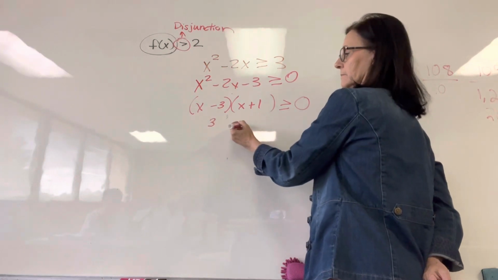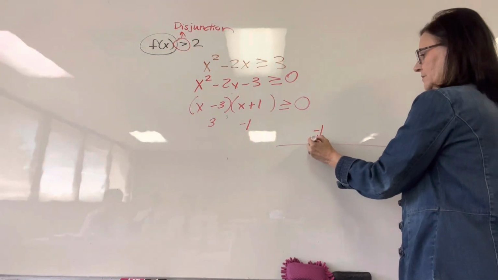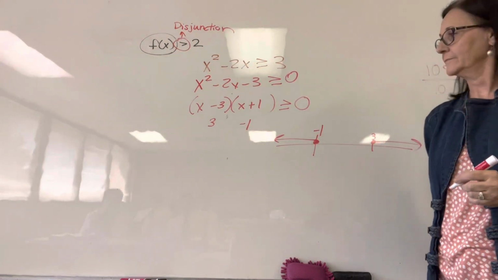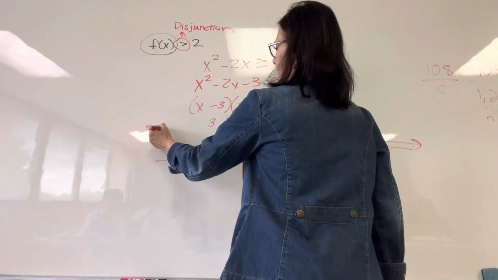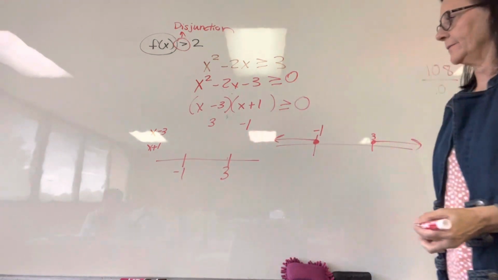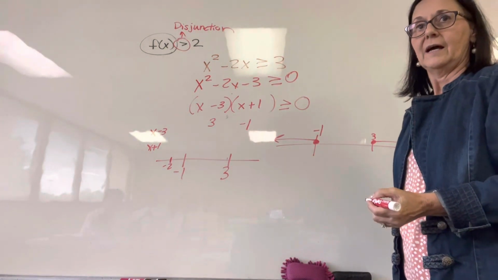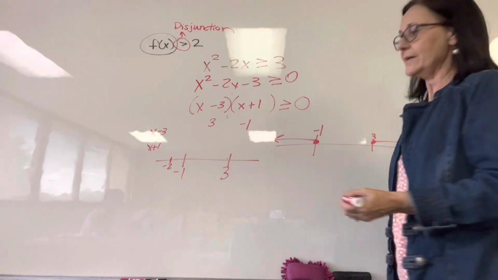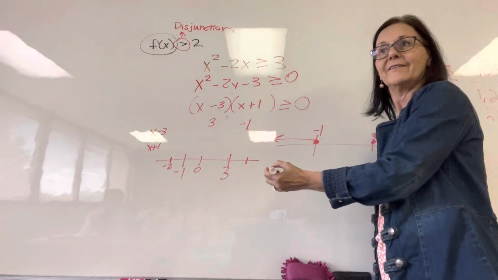Positive 3, -1. All right, so I'm actually expecting it to be a closed interval. I already am expecting that, but let's prove it. So x minus 3, x plus 1. We go -1, we go 3. What's the number less than -1? -2. On a test, it would be good for you to show your work. What's the number between -1 and 3? 0. And greater than 3? 4.